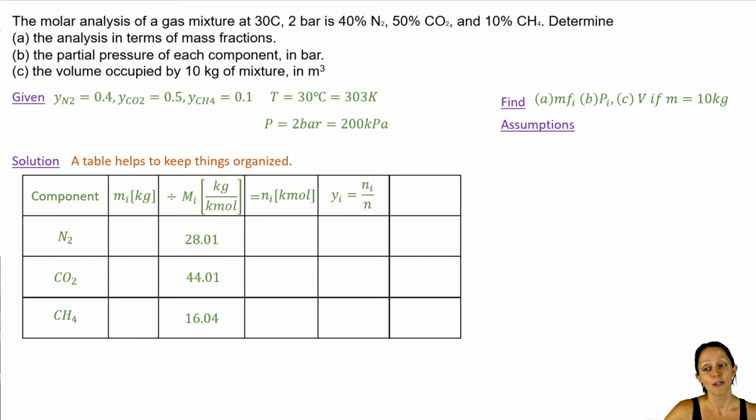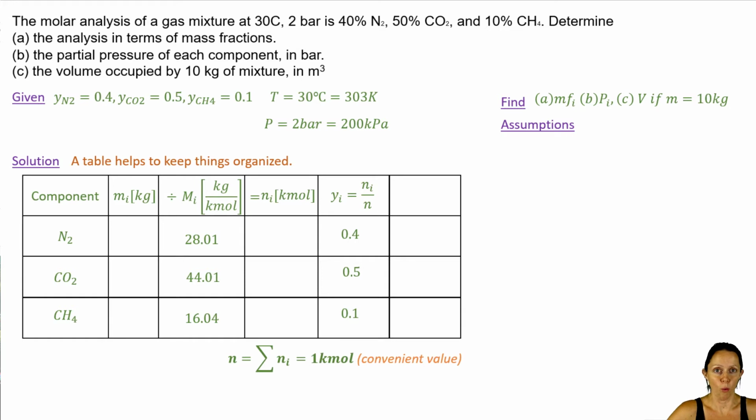Let's see what else I've got. The next column is my mole fraction. That I do have, so I'm going to go ahead and plug those numbers in. And now I'm going to solve for the number of moles of each component by putting in a really convenient value for the total number of moles, the denominator in the mole fraction equation. And a really convenient value would be 1 kilomole.